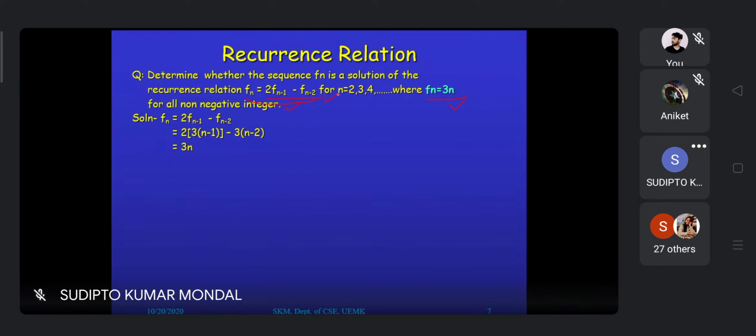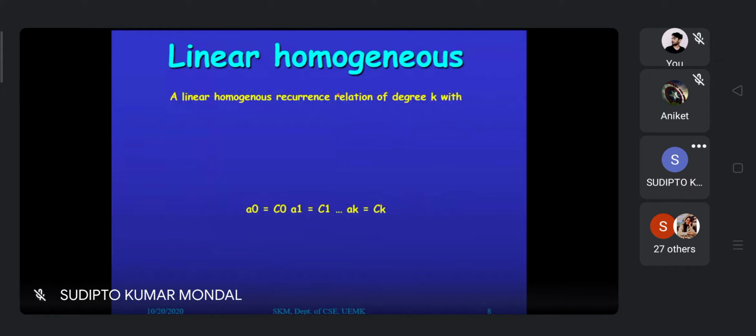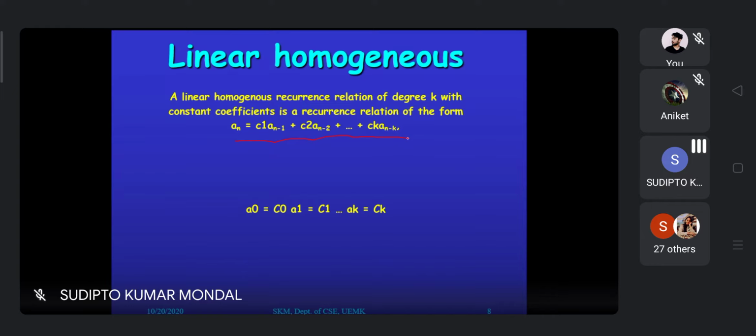Now we will switch to linear homogeneous recurrence relations. A linear homogeneous recurrence relation with degree k and with constant coefficients is a recurrence relation of the form an equals c1 an minus 1 plus c2 an minus 2 plus up to ck an minus k, where c1, c2, up to ck are constants, and k is the degree of the linear homogeneous recurrence relation.